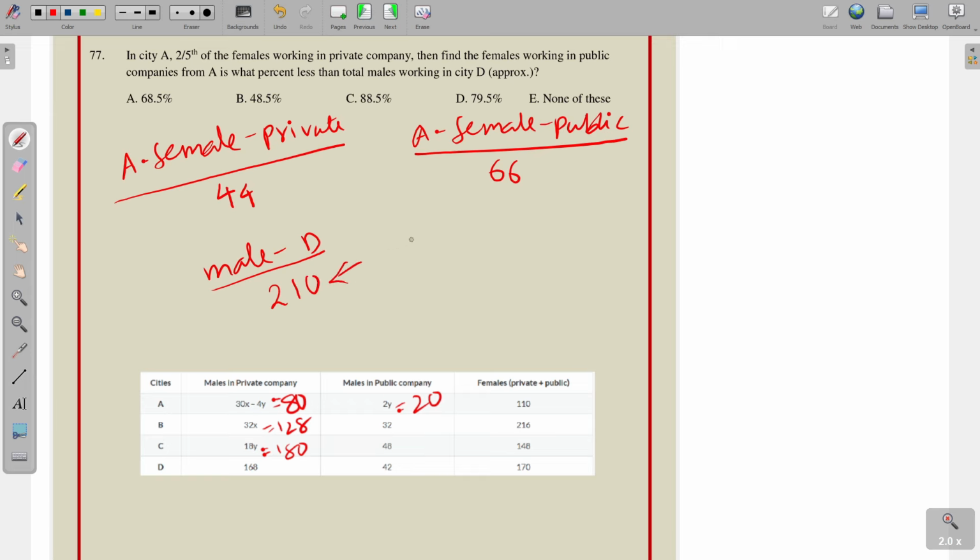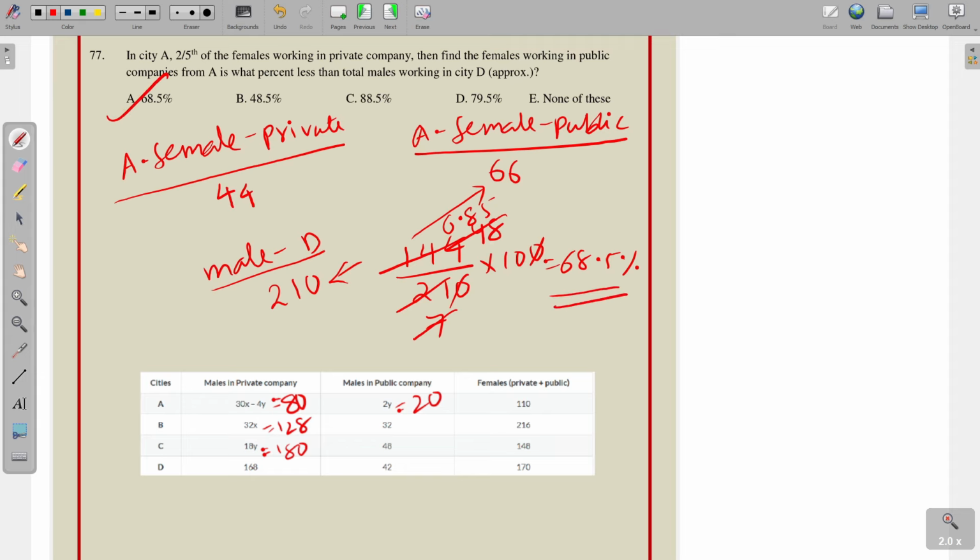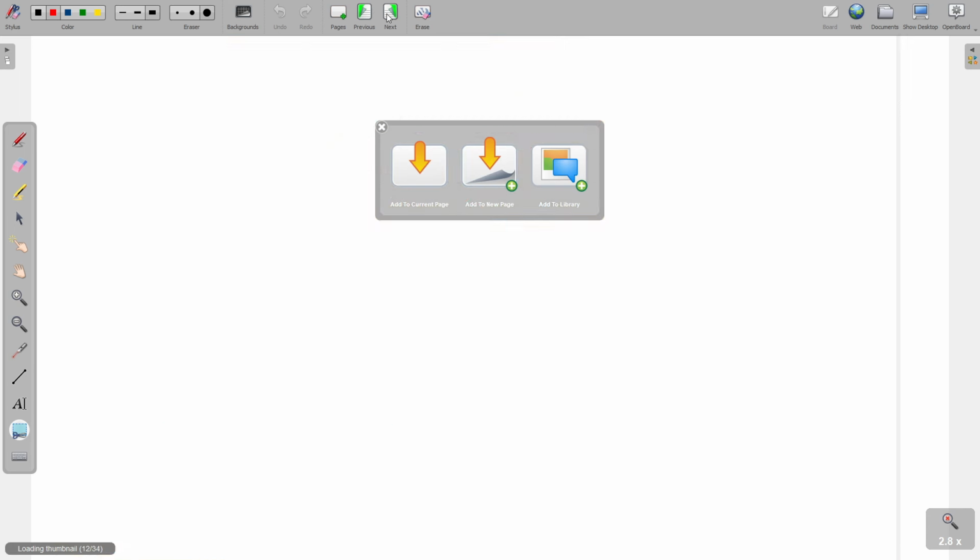So, how much less than means it is 144 less than 210 into 100, 0 0 cancel, 3 7 times, 3 4s are 12, 3 8s are 24, 7 6s are 42, 7 8s are 56, 7 5s are 35, it is 68.5% is our answer for this question. Next question.